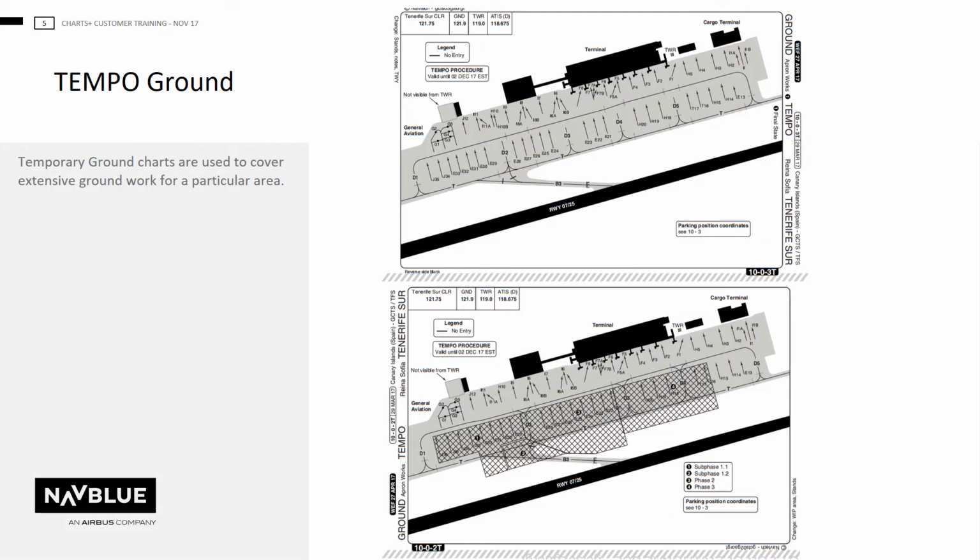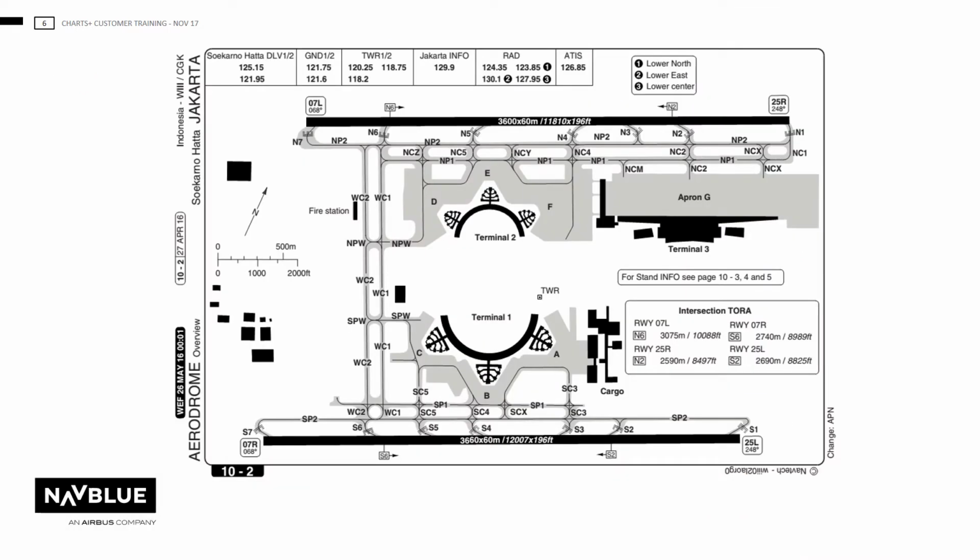Temporary ground charts may well be included when maneuvering areas such as aprons, taxiways or runways are temporarily closed. When necessary, descriptive text will be included for clarification. Please familiarise yourself over the next couple of slides in how NavBlue present their ground information.